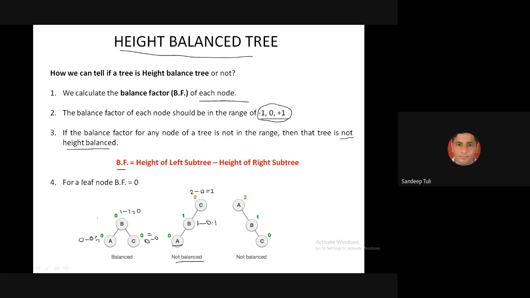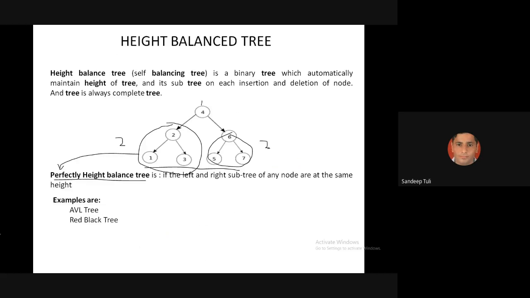While in the first diagram, please complete. Yes, please ask. Why are we only including the -1 to 1 range for the balance factor? Yes, what did we say? What is a perfectly balanced tree?